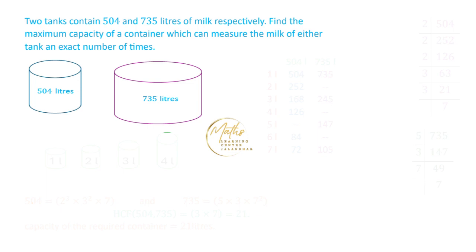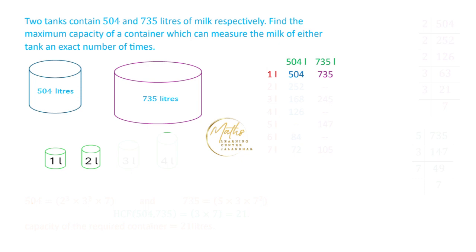So suppose we start measuring the milk in these tanks with a container that has the capacity of 1 liter. So what will happen in this case? We have two tanks and we are measuring them with the 1 liter container. So we need to measure this 504 times and we have to measure this 735 times. The second case is, suppose we are measuring with a 2 liter container. We are looking for the maximum capacity of the container. So we can use a 1 liter container, but it is not the maximum capacity container that we are talking about. So we move on to the 2 liter container.